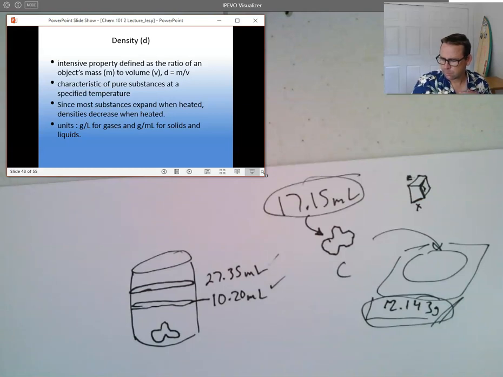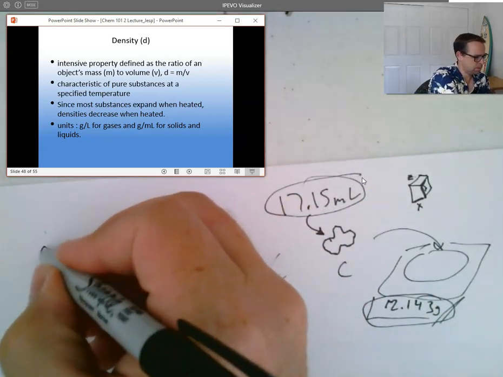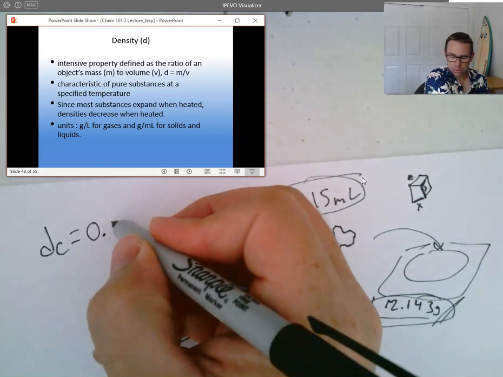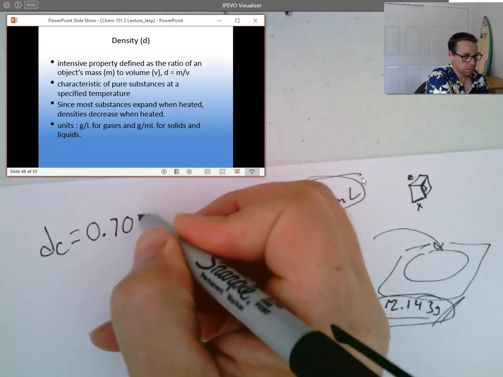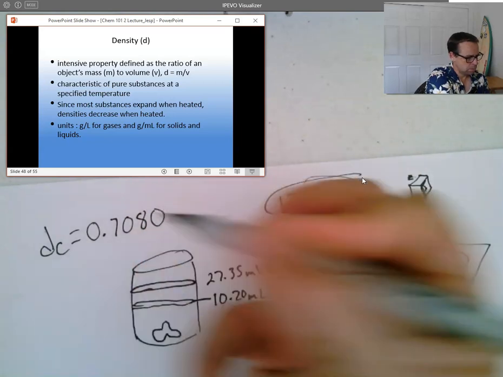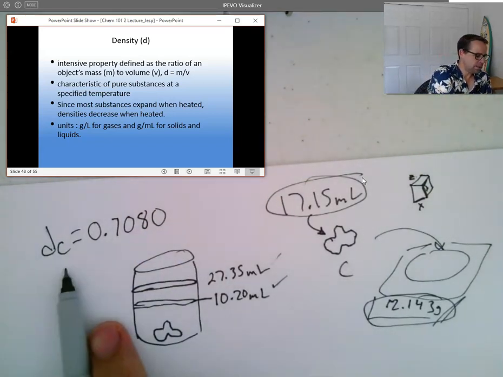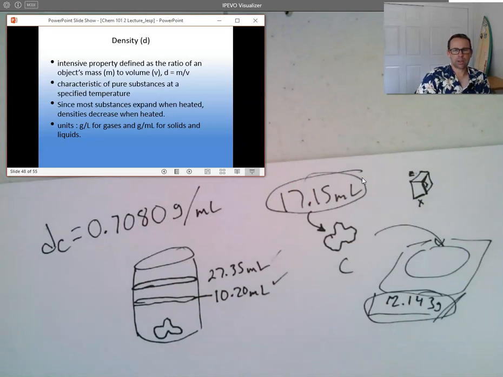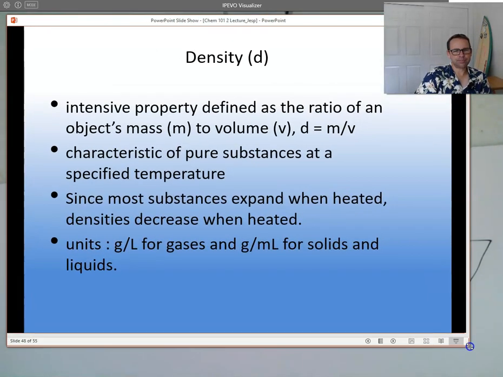How many significant digits? 1, 2, 3. Is it 5 significant digits or 4? Just 4, because 17.15 only has 4. What'd you get? 7.080. Ah, very good. Excellent. Density of C is that, and the units are grams per milliliter. Very good. Excellent job. All right.